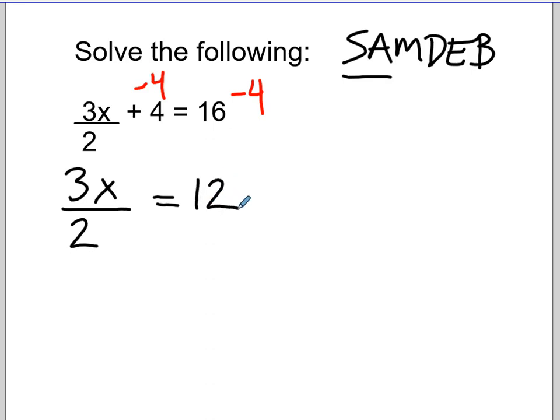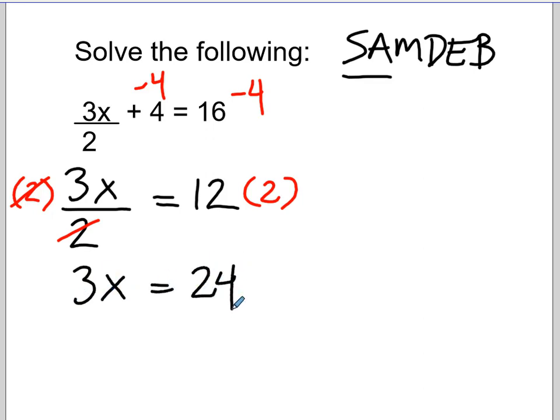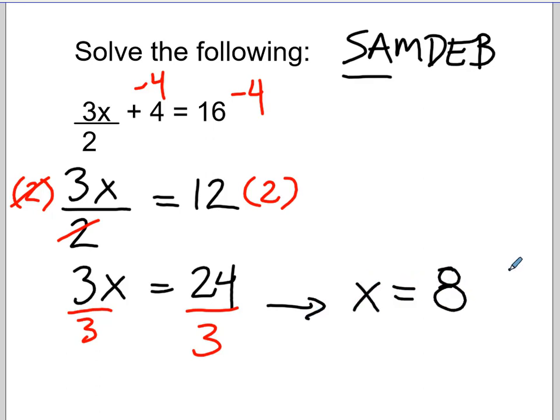And now I have both a multiplication and a division to do. So I'm going to go after the dividing by 2. I'm going to multiply both sides by 2. Those will cancel. And now I'm left with 3x equals 24. And now I have to undo a multiplying by 3. And that leaves me with, and I'm going to go over here before I run out of room, x equals 8. And there's your answer.